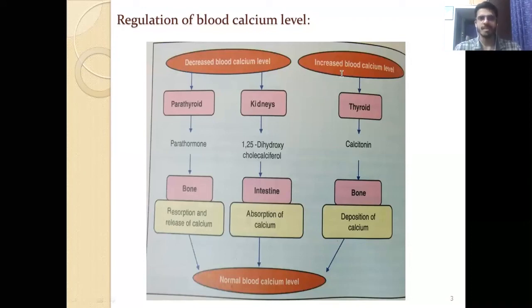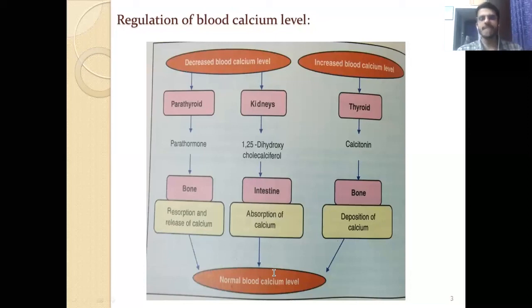Okay, good. Coming back to this, here you have 1,25 dihydroxycholecalciferol, which increases the absorption of calcium from the GIT. So both these actions in turn will elevate the blood calcium level and bring it back to the normal levels. Then you have factors which reduce the blood calcium level.